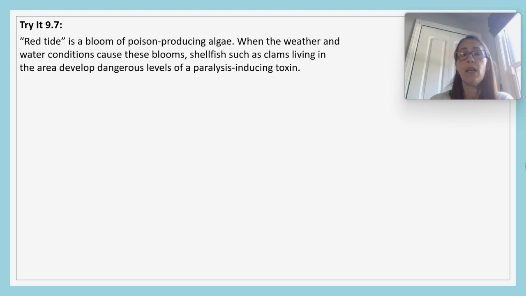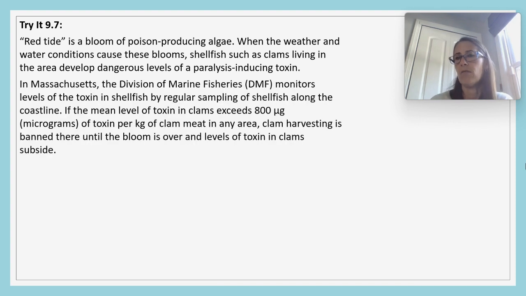Try 9.7. This one's a wordy one. Red tide is a bloom of poison-producing algae. When the weather and water conditions cause these blooms, shellfish such as clams living in the area develop dangerous levels of a paralysis-inducing toxin. You may have heard about this in the news. They'll say that the red tide is occurring. In Massachusetts, the Division of Marine Fisheries monitors levels of the toxin in shellfish by regular sampling of shellfish along the coastline. If the mean level of the toxin in clams exceeds 800 micrograms of toxin per kilogram of clam meat in any area, clam harvesting is banned there until the bloom is over and the levels of toxin in clams subside.